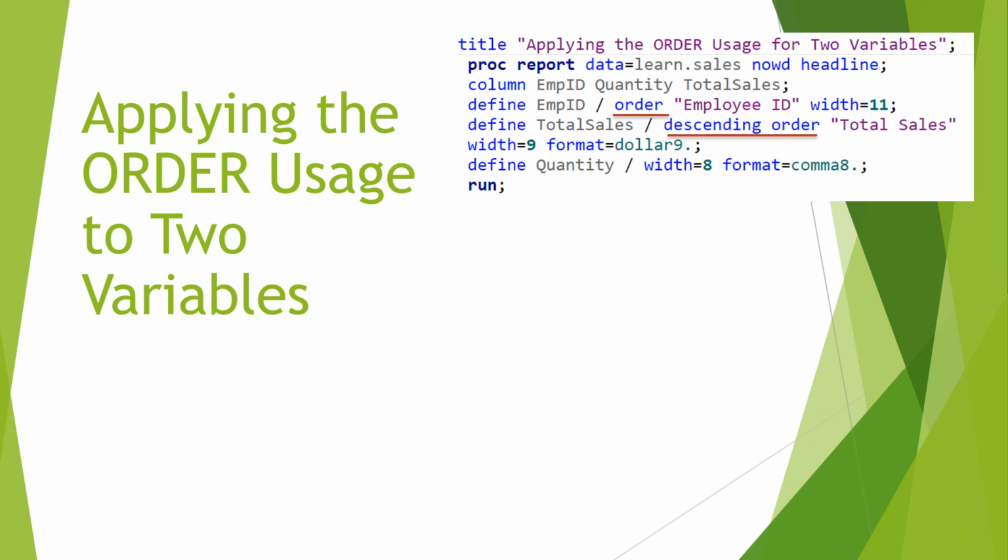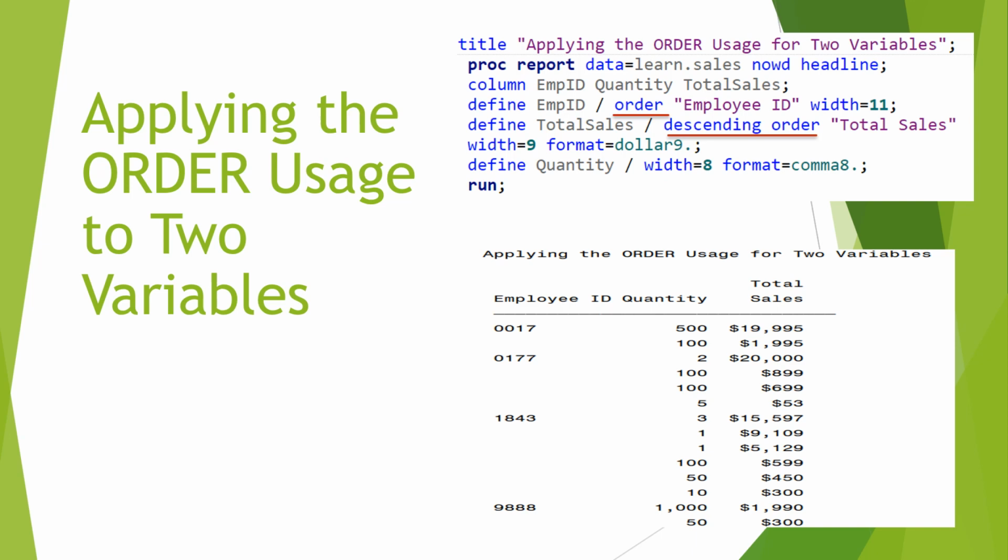Because you want the report to show total sales for each employee in decreasing order, you precede order with the keyword descending. Remember that the order of the order variables in the report is controlled by their order in the column statement.